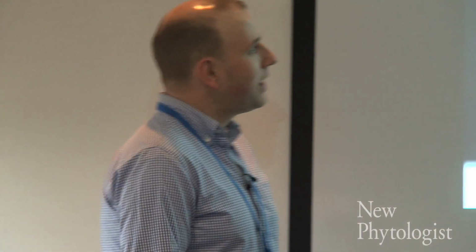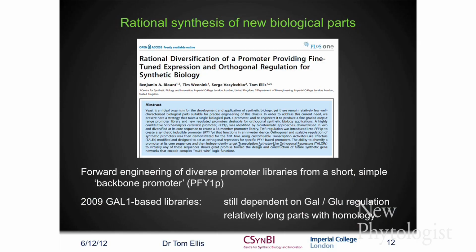So moving on from this now, in my own group, we're looking at extending this paradigm further. Our idea was, when we were doing that work in Jim Collins's group, we were working with Gal1-based libraries. So these promoter libraries were still heavily dependent on existing things within the cell. They're dependent on galactose-glucose regulation. And in terms of parts that could be reused by lots of people, perhaps you have like 10 of these promoters in a row controlling a 10-gene metabolic network.